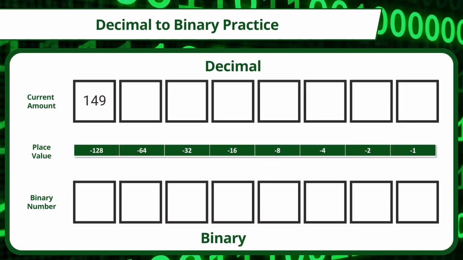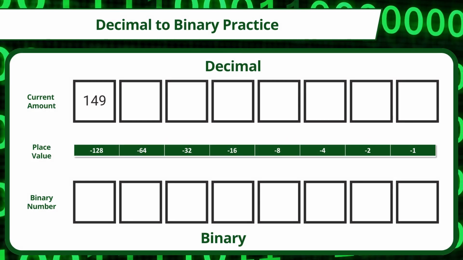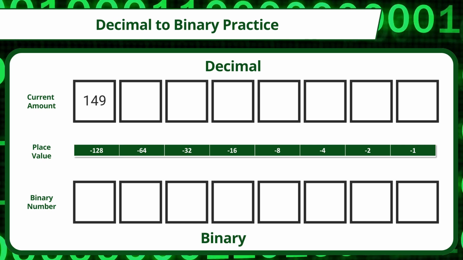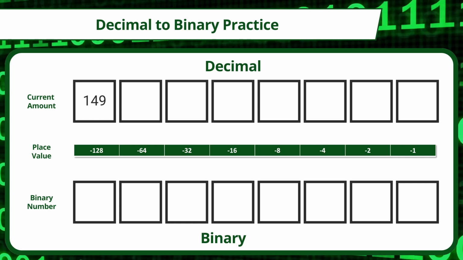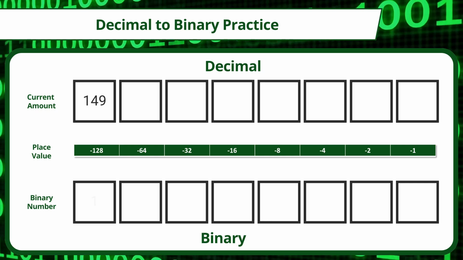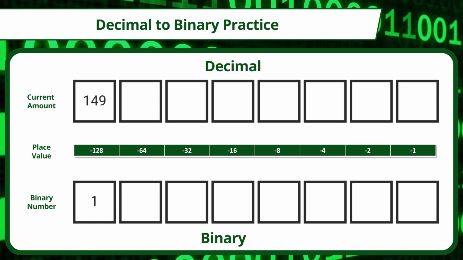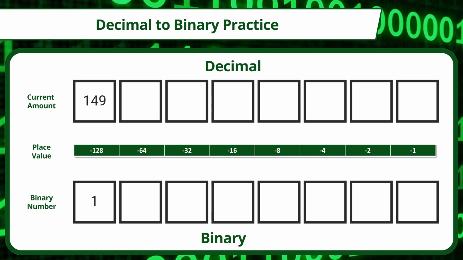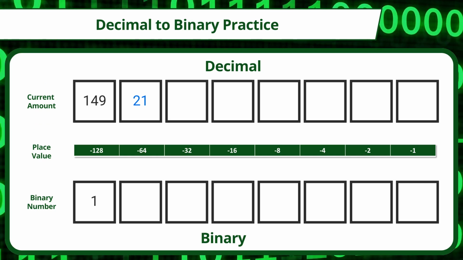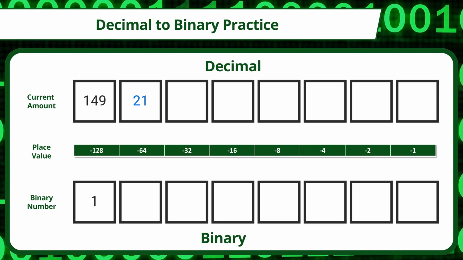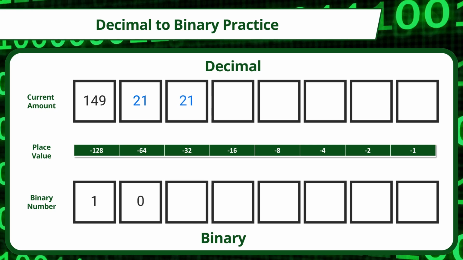Now the explanation to question 1. We begin with a decimal value of 149, and our first place value is 128. Can 128 fit into 149? Yes, it can. So we place a 1 in the 128 column of our binary number and subtract 128 from 149. That leaves us with 21. Next is 64. Can 64 fit into 21? Nope, it is too large. So we place a 0 in the bottom row and keep 21 as our current amount.